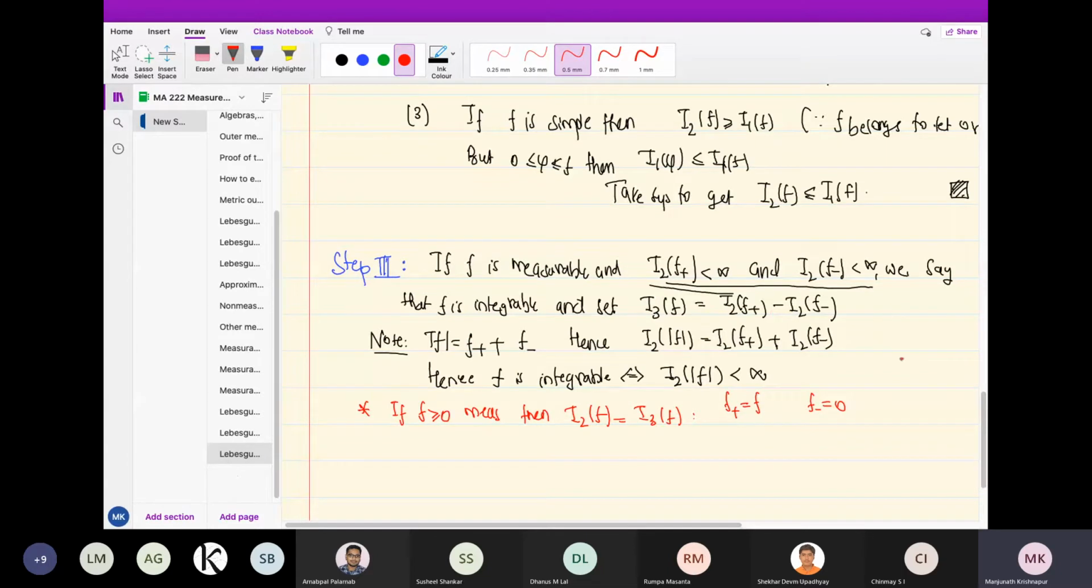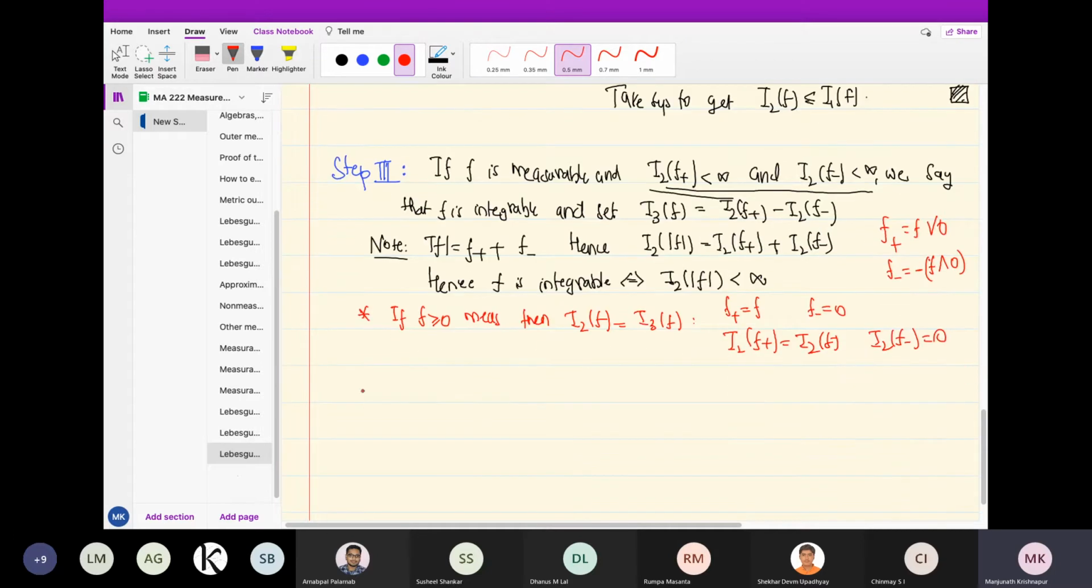Okay, so what are f plus and f minus? F plus is f max 0. F minus is, we take f min 0 and negate it. Okay, so if f is non-negative, then f plus is f and f minus is 0. So I2 of f plus is going to be I2 of f, and I2 of f minus is 0. So I3 of f will be the difference between the two, which is I2 of f. So that part is completely trivial.